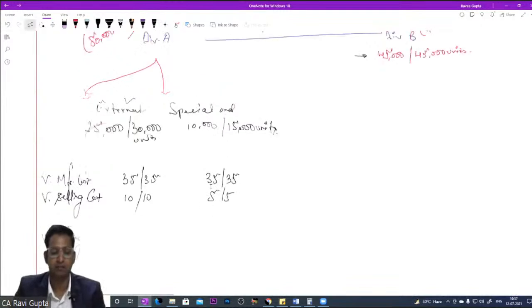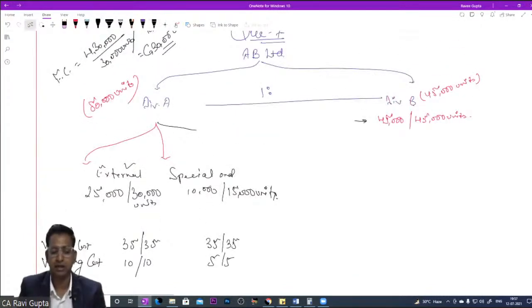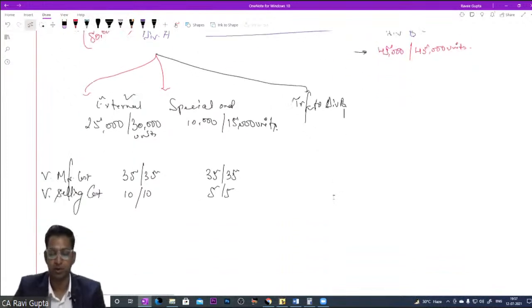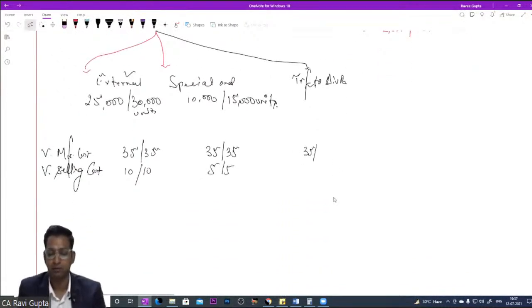Please note that they have also told you there is a transfer to division B. So this cost will also be incurred here: 35 rupees, 35 rupees, 5 and 5.